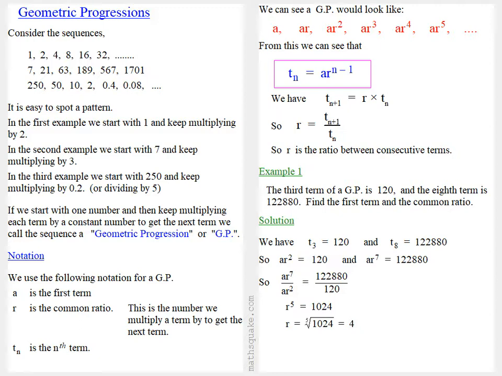Now we know AR squared is equal to 120, so A times 4 squared is 120, which means 16A is 120, or A is 7.5. So we have the first term is 7.5 and the common ratio is 4. So we have an important result. The nth term, Tn, is equal to A times R to the power n minus 1.